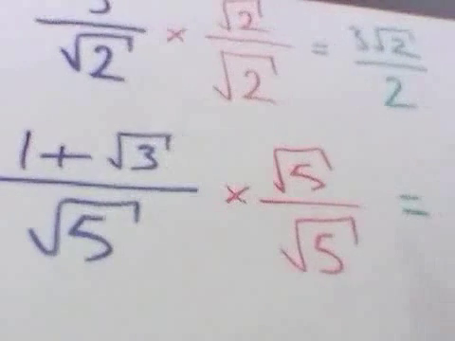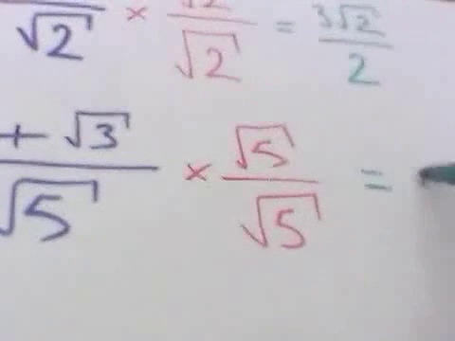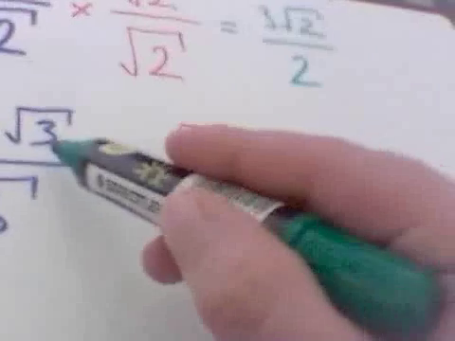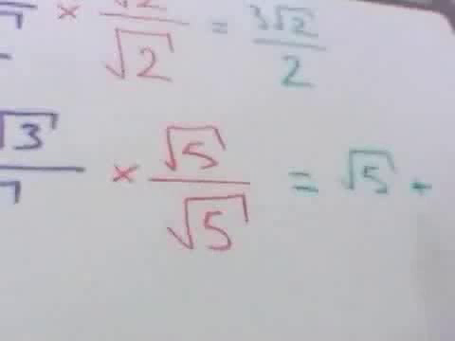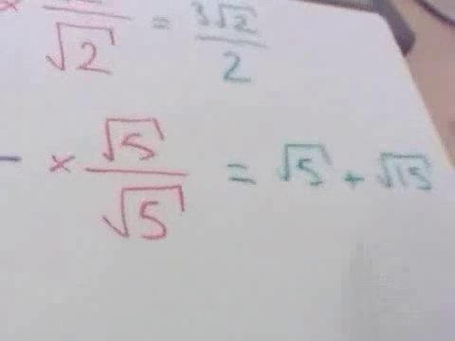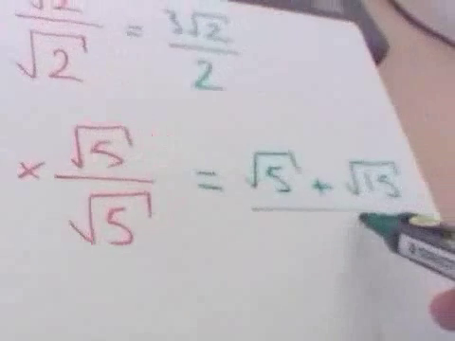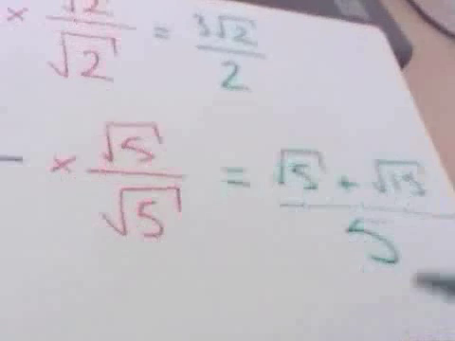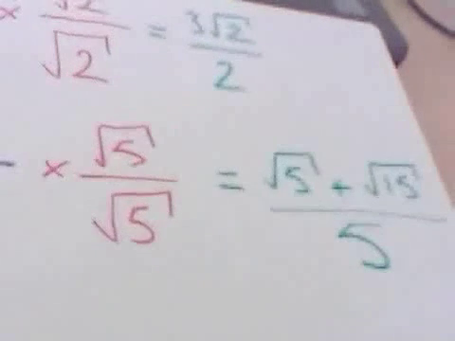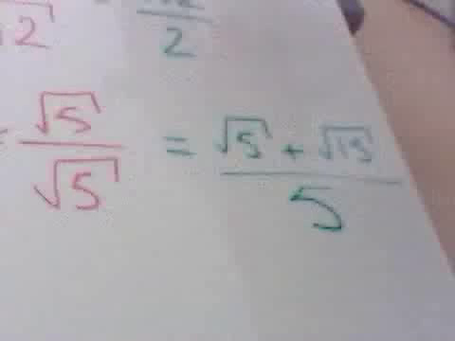So working this out carefully, root 5 times 1 is root 5, plus root 3 times root 5 is root 15, and then root 5 times root 5 is just 5. Admittedly that looks a little bit untidy now, but at least we've made some progress with rationalising the denominator.